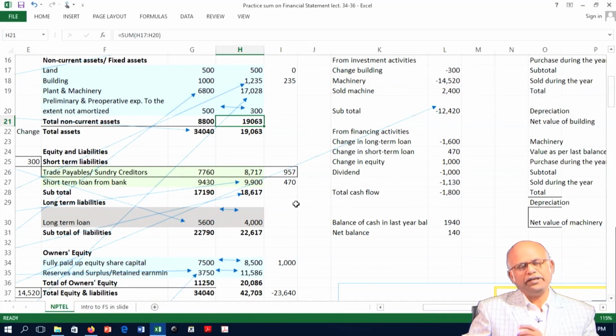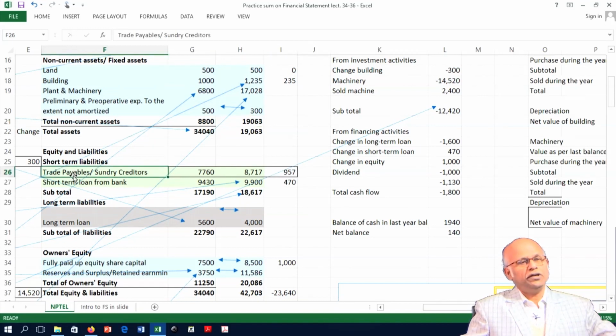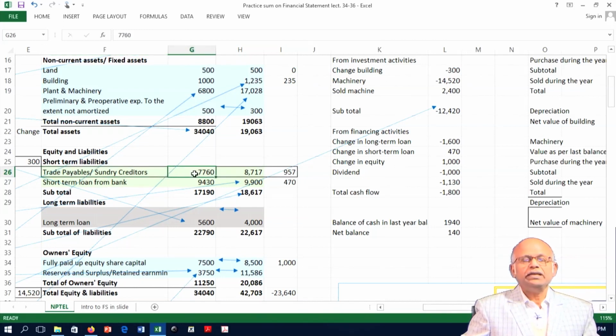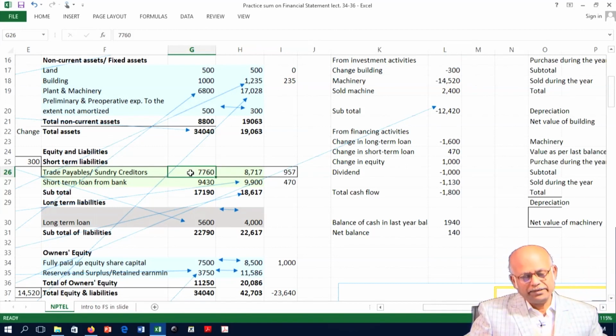You can do it separately or you can show it under equity and liability. So, what are the short term liabilities? We will do the liabilities first, then owner's equity. Short term liabilities are the trade payables, meaning that you have bought or purchased goods, but you are yet to make payment. Whatever was the last year's balance, you have actually added something, you have actually deducted something during the whole year of operation, almost on a daily basis.